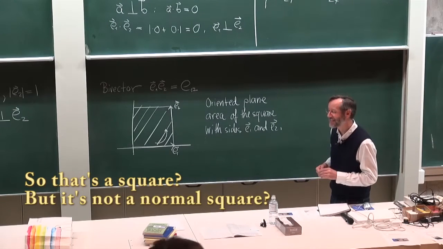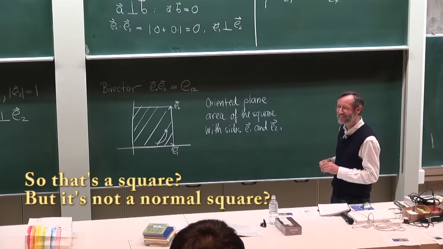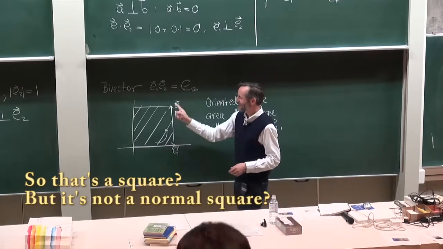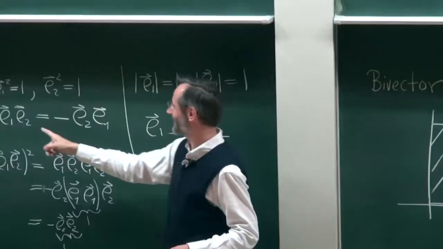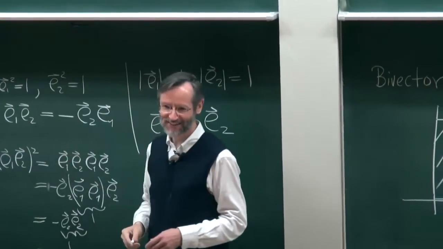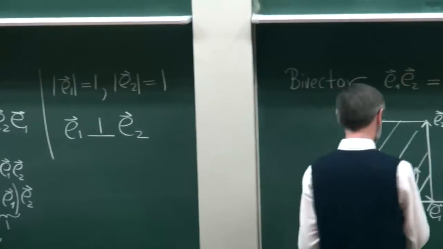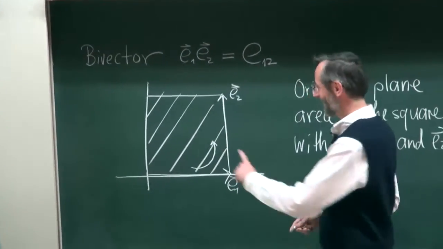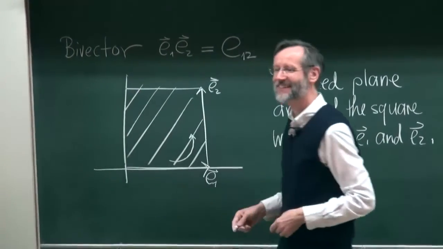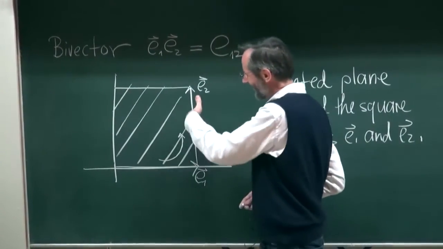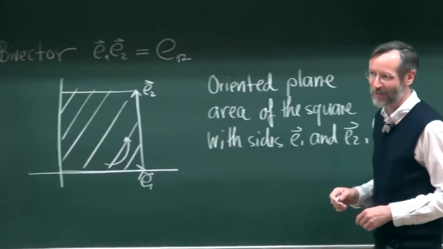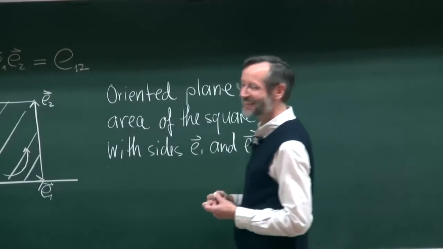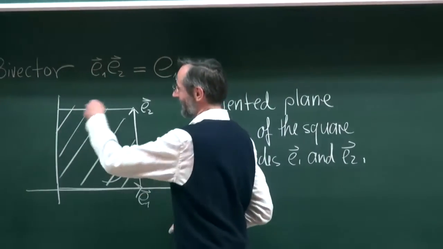So that's a square, yes, but it's not a normal square. It's a normal square, but it has orientation. Because you see here, if you change the order of the vectors, you get a minus sign. So this small circular indicator tells you you go around like this. So first E1 and then E2, and then you get the square. It's like a winding sense. This is counterclockwise, and the other sense would be clockwise.